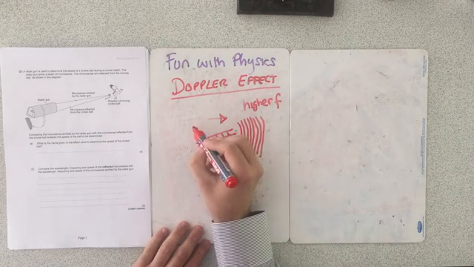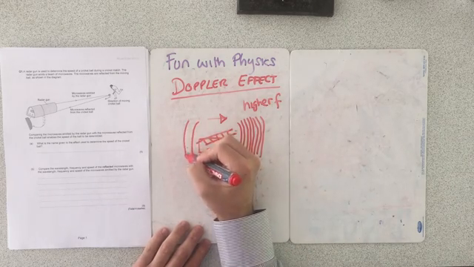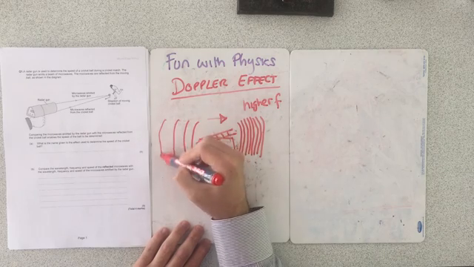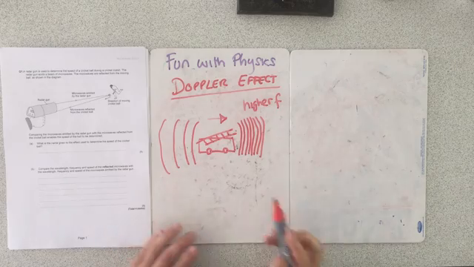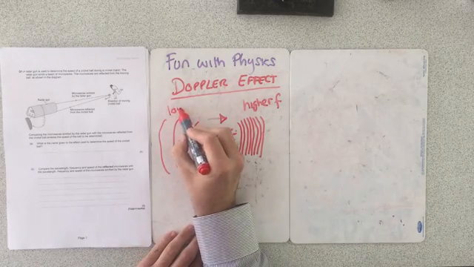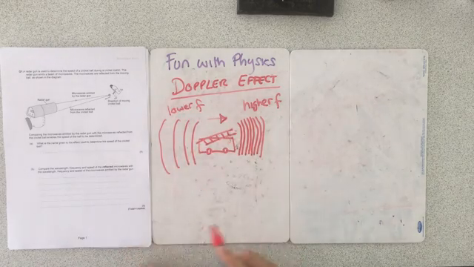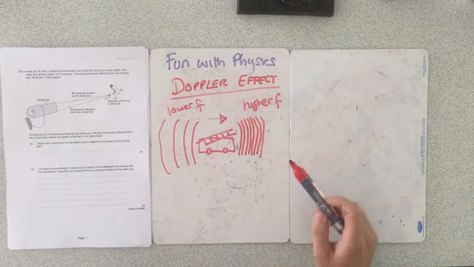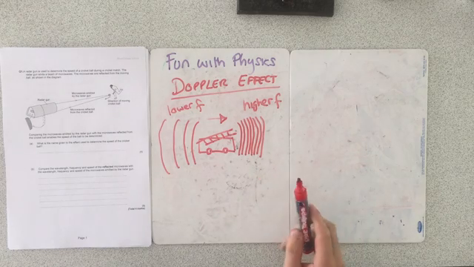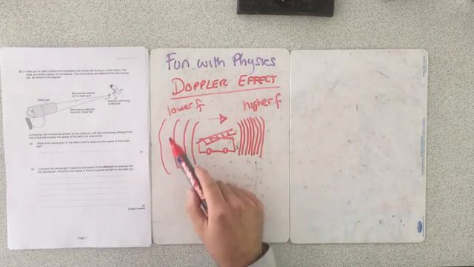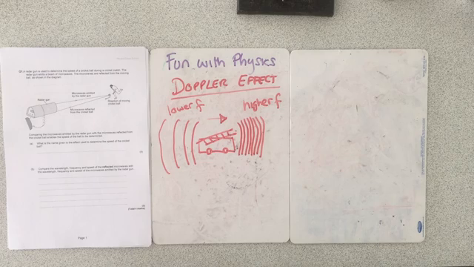The other side, we've got the opposite effect. So those waves are becoming more spread apart. And the same applies: if you've got less waves, you've got a lower frequency. And this is why if a fire engine comes past us, we hear a higher pitched sound because of the higher frequency. As it goes past, we hear a lower frequency, a lower pitched sound.